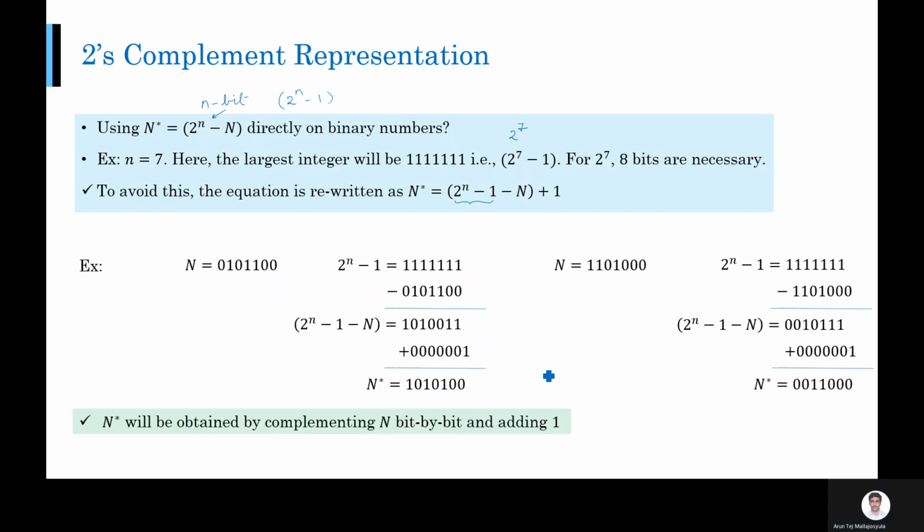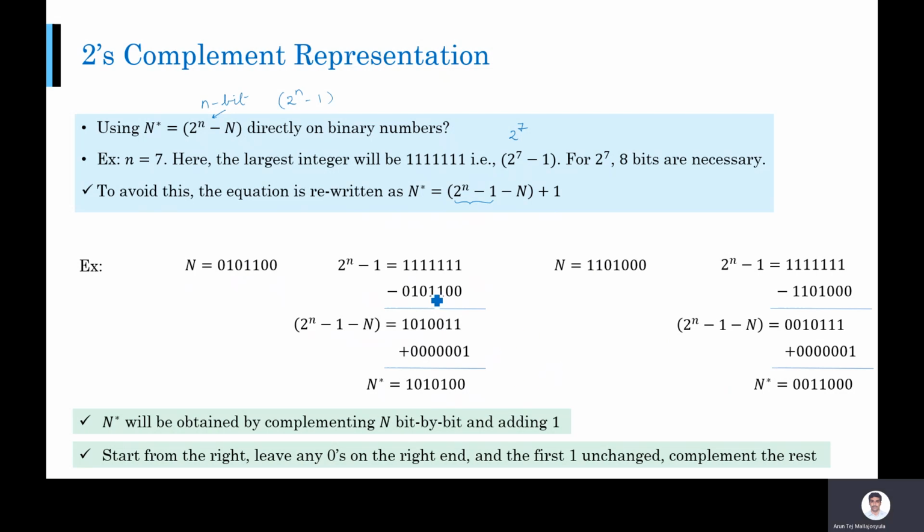What you can do is instead you can start from the right. So given any number, you start from your right side. Leave any zeros that are there and leave the first one, and then complement the others. So if you do that, what are you going to get? You're starting from right and leaving all the zeros and the first one. So I'm going to write 0, 0, and 1. These are the first 3 digits, and then I will complement the rest of them. So 0, 1, 0, 1. Okay, so that is n star.